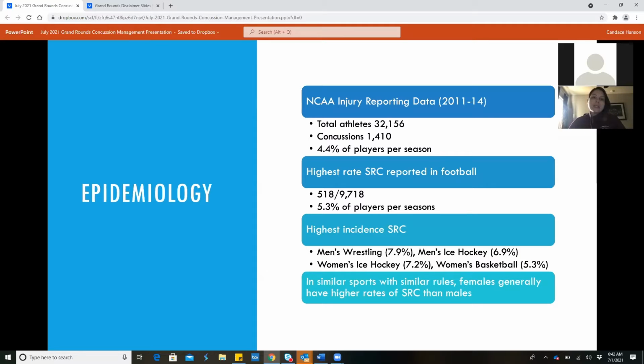Men's ice hockey was at 6.9% per season. Then women's ice hockey, 7.2%, and women's basketball, 5.3%. These particular incidence rates help to highlight one of the other things that is true about concussion. In similar sports with similar rules, females generally have higher rates of sport-related concussion than males, and that's evidenced by the ice hockey data there.